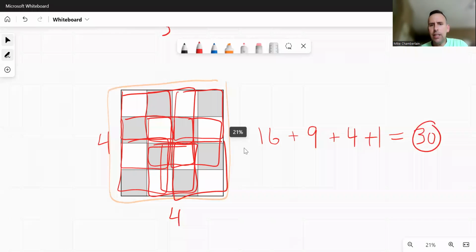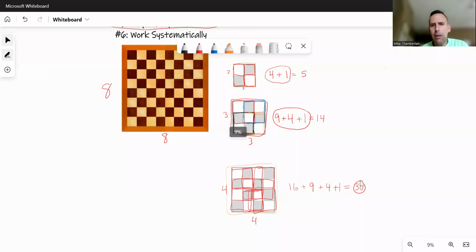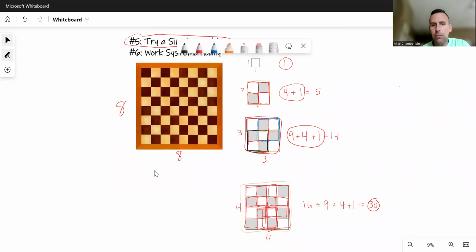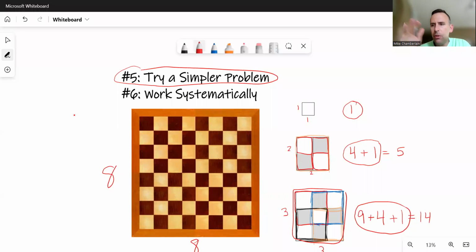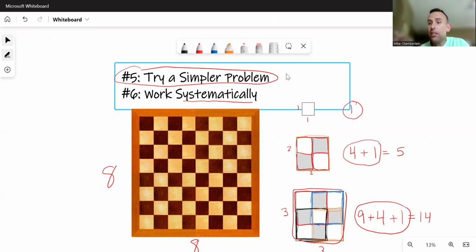Now, the idea is that you're making an easier problem, a series of easier problems, out of the original problem. So this strategy, try a simpler problem, you can see me carrying it out there. And I was also working systematically by trying 1 by 1, a 2 by 2, a 3 by 3, a 4 by 4, because it now informs me before I go to 5 by 5, 6 by 6, 7 by 7. And then the ultimate question is, how many squares on an 8 by 8? I hope that's getting you started on it.